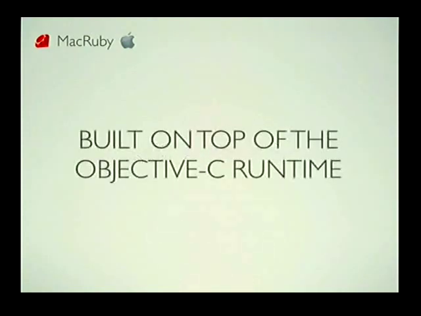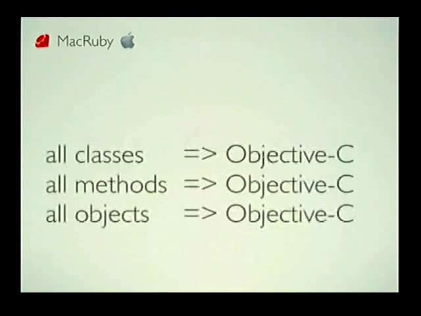Let's do it differently. And they decided to build MacRuby on top of the Objective-C runtime directly. So what that means is that you have a layer, that's Ruby 1.9, on top of Objective-C. And now everything that you use in MacRuby are Objective-C stuff. So all classes are Objective-C classes, all methods are Objective-C methods, all objects are Objective-C objects.